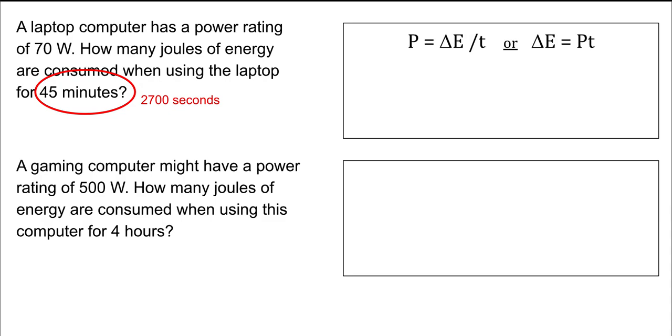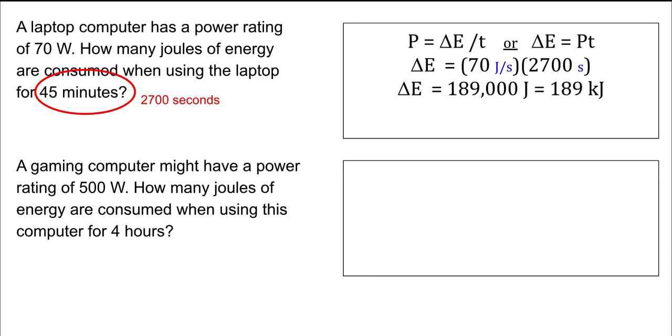All right, so again, power is delta E over T. Let's rearrange that so that the thing we're looking for, the energy, is by itself. Multiply both sides by T. And that way we can put in our power and our time. And if we think about that 70 watts as really what it's defined to be, 70 joules per second, the units make a lot of sense that this comes out in joules.